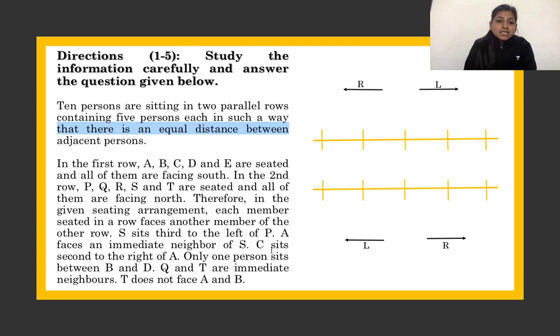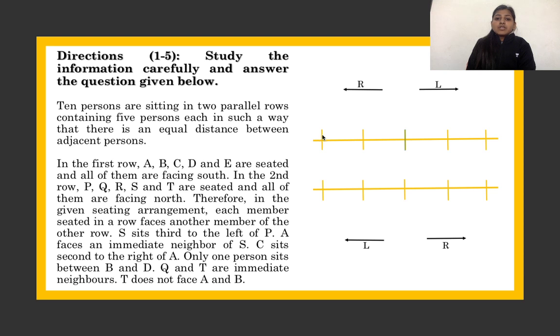Next, C sits second to the right of A. So I had three positions for A. If I take this one, can C be second to the right? No. Right is that side. If A is here, can C be second to the right? No. If A is here, can C be second to the right? Yes. So we know that this is the position that we have to take for A.